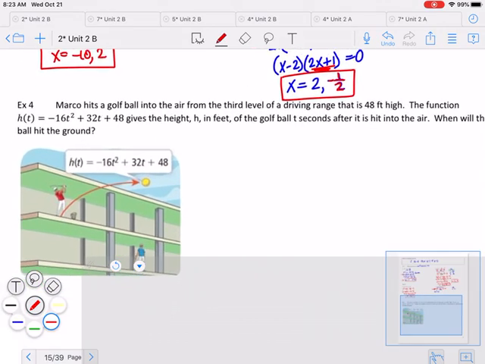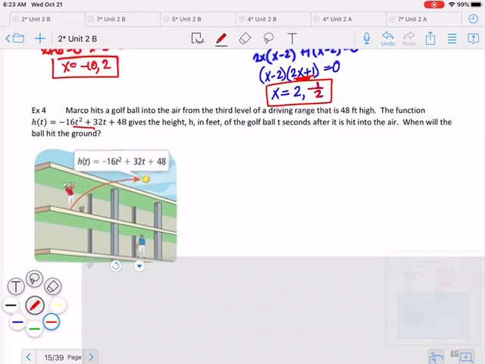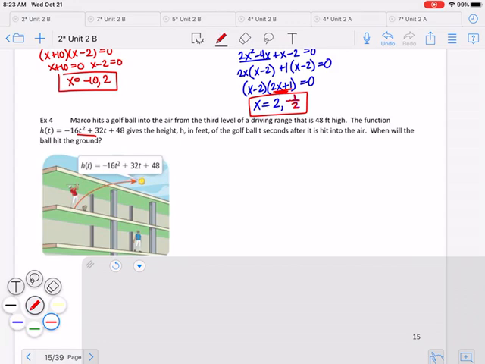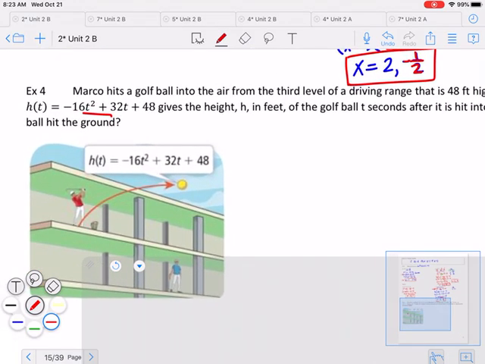All right. Marco hits a golf ball into the air from the 3rd level of a driving range that is 48 feet high. The function gives the height, h, in feet of the golf ball t seconds after it is hit into the air. When will the ball hit the ground? So they're asking us to solve for t. When will the ball hit the ground?